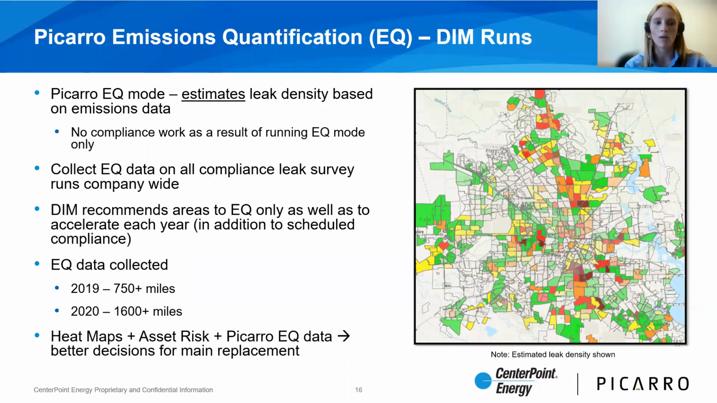So when we just run it in EQ, we can get an estimated sense of how many leaks they think there are. In 2019, we drove the EQ mode about 750 miles. In 2020, we really ramped up and did about 1,600 plus miles. In 2021, we did a little bit less. We shifted from running the car primarily in Texas and Arkansas to Minnesota, Louisiana, and Mississippi so that they could also benefit from this data. Again, this is a third tool that we really feel helps us work in the best places and mitigate the most risk. So this, combined with our leak density heat maps and our asset risk, we truly think helps us achieve our goals from a risk management standpoint.